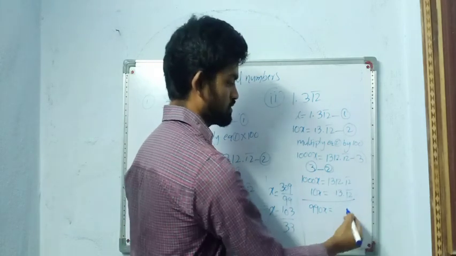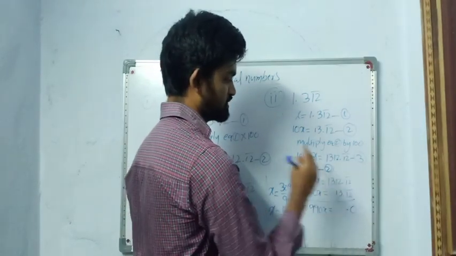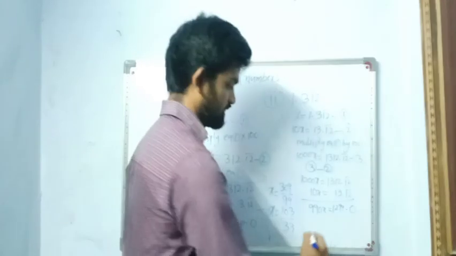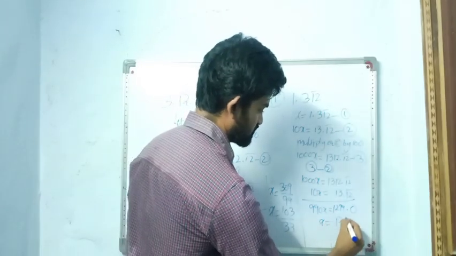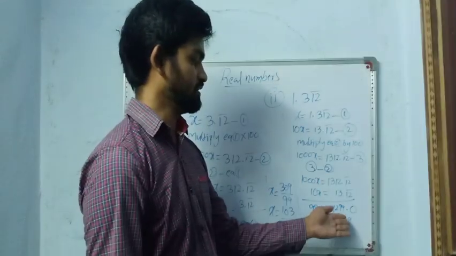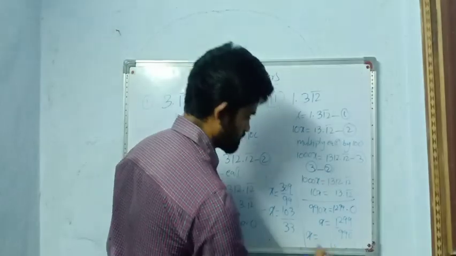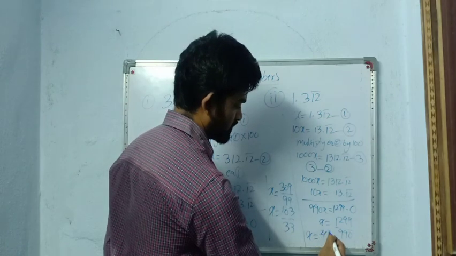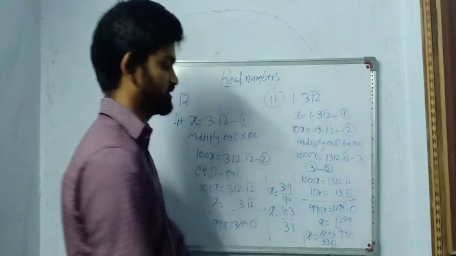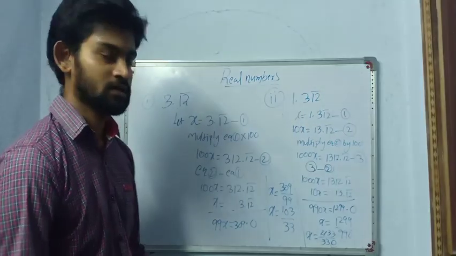990x equals, after the decimal point 0. So 1312 minus 13 is 1299. So you can divide 1299 by 990. If it is divisible by any number, you can divide. This is divisible by 3. You can write the x value as 433 by 330. So this is how we convert. These are the two cases that exist for converting into rational numbers.